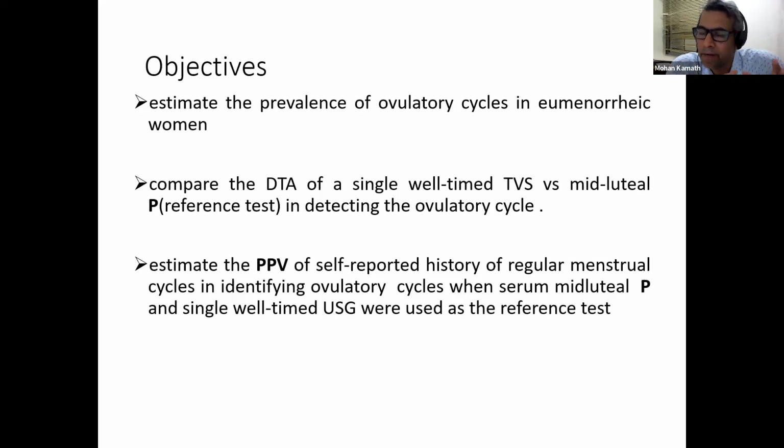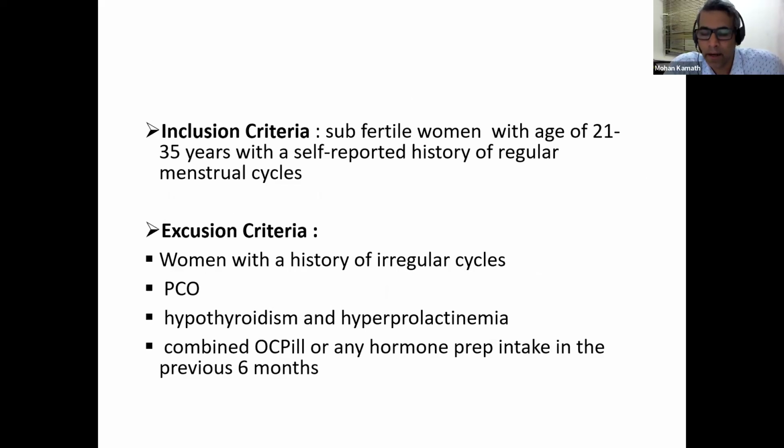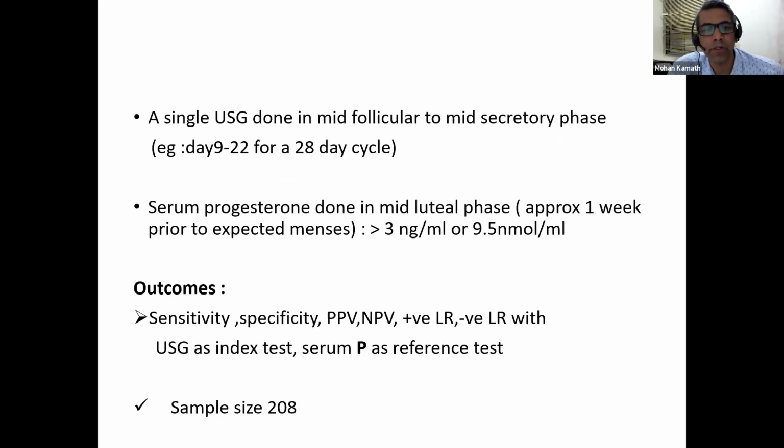Now, this is what I was trying to stress, that the test is done. That is, the woman has come to you with a self-reported history. So we really don't have to worry about sensitivity here. We are only talking about a positive test, that is positive predictive value of a self-reported history of regular cycles. These were the inclusion and exclusions. I won't spend time on this.